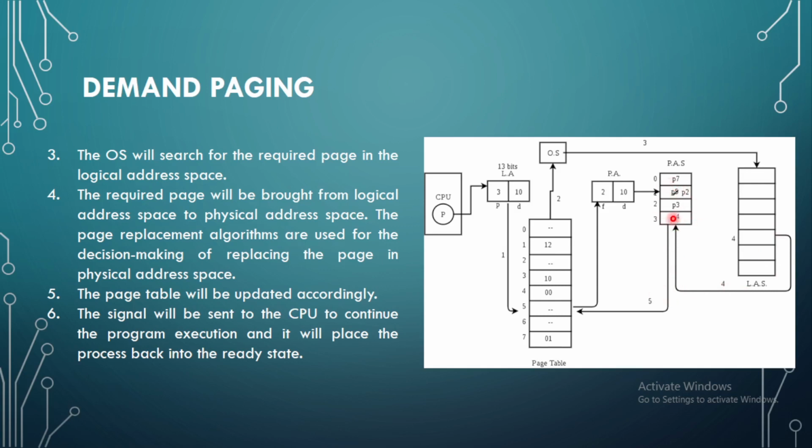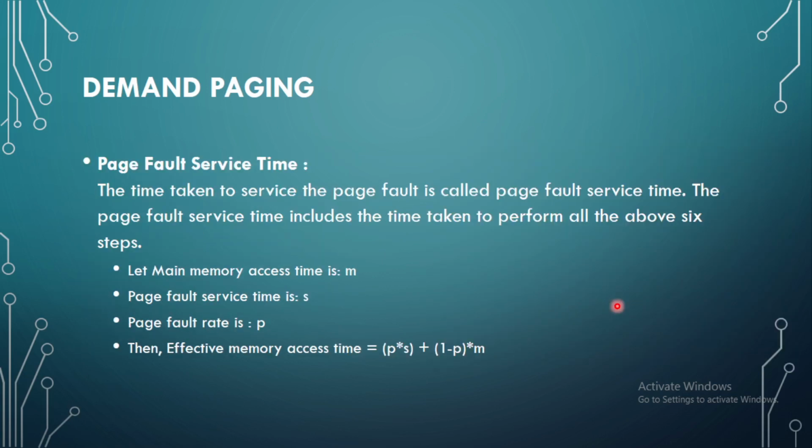The page replacement algorithms are used for the decision making of replacing a page in the physical address space. And then the page table will be updated accordingly. A signal will be sent to the CPU to continue the program execution, and it will place the process back into the ready state. And then, page fault service time. The time taken to service the page fault is called page fault service time. The page fault service time includes the time taken to perform all the above 6 steps.